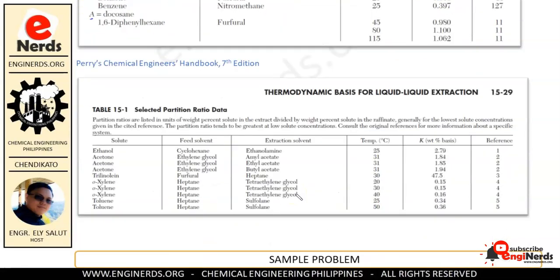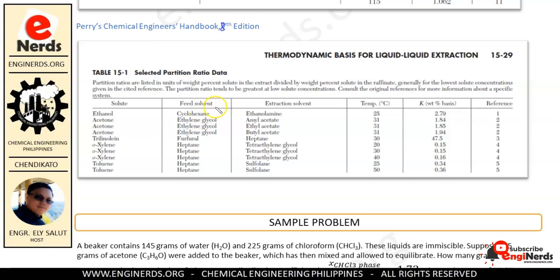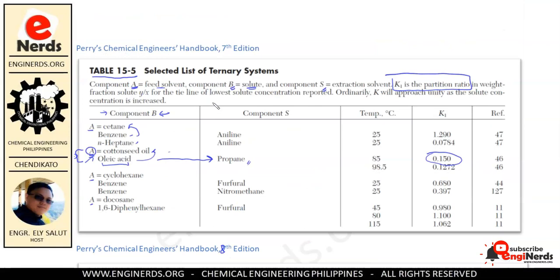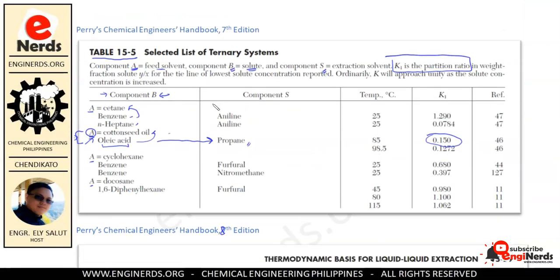Now, in our 8th edition, sorry, this is the 8th. We can see the same thing here: the feed solvent, the solute, and the extraction solvent, and here is our partition ratio. But here, the partition ratio is listed in units of weight percent of solute. But take note, in our succeeding videos, I will use Table 15-5 of the 7th edition. Not because I don't like the 8th edition, but I'm just more familiar with this one. For me, this is easier to use.